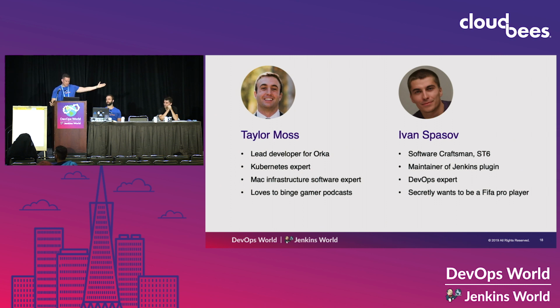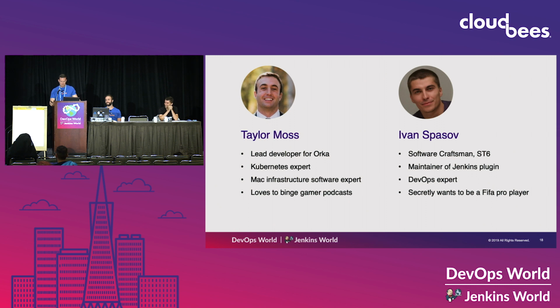And then I have Ivan Spasov. He's with ST6, who works on all our integrations and plugins. He's definitely a super strong software guy. He's going to be who you see on the Jenkins plugin as the maintainer. He's really familiar with CI/CD as DevOps goes, and he's going to retire and be a soccer player someday.